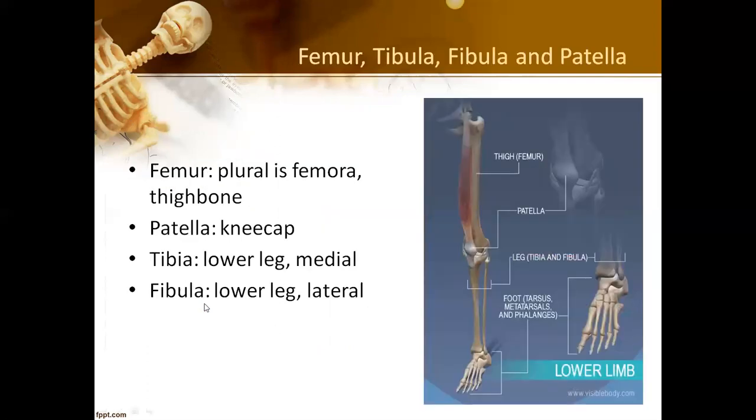Okay, moving on down the leg, we have the femur, which is the bone that makes up your thigh. And it's one of the longer bones in your body. Below that is the kneecap, and that's referred to as the patella. Your lower leg is made up of two bones, the tibia and the fibula, and you can see them marked on the diagram. The tibia is on the inside, the medial bone, and the lateral bone is the fibula on the outside. Below that, you can see the feet, and we'll look at those individually.